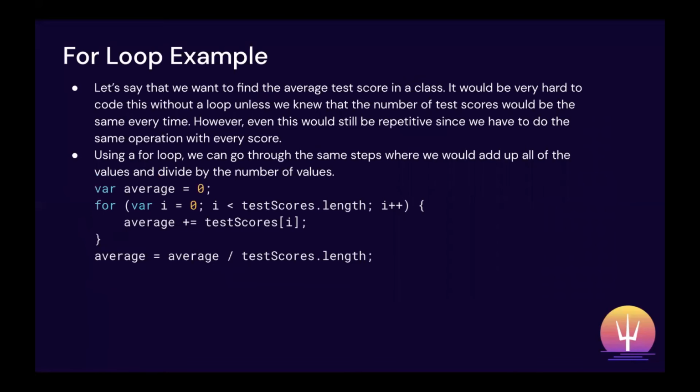Okay, so for an example of a loop, let's say that we have like a grade book and we want to find the average test score in a class. So if we didn't know how many students were in the class, this would actually be impossible to code manually because we wouldn't know how many variables we have to add up. And even if we did, it would still be very repetitive. So with a for loop, we can go through the same steps we would and add up all the numbers and then divide by how many values we have to get the average.